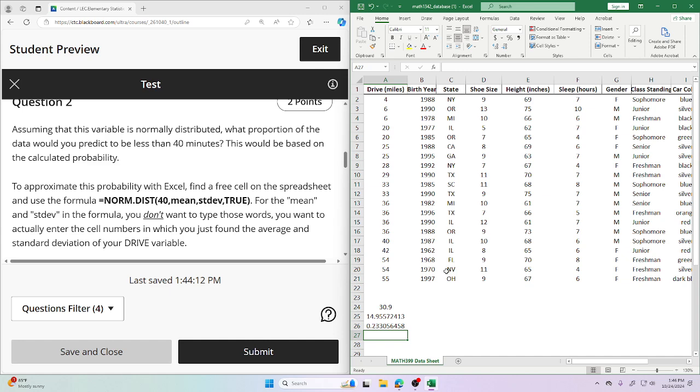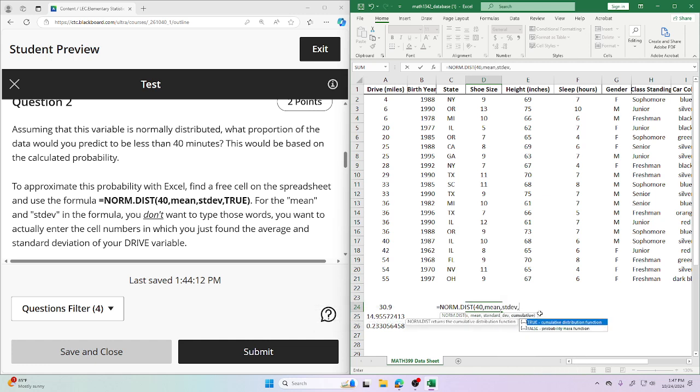So I'm going to try to show this because that is the most common thing here. Let's just say you're typing norm.dist 40 and then you type mean and standard deviation like that and true. That won't work. They need the numbers in there, not those words. And so yeah, that's the most common thing that happens.